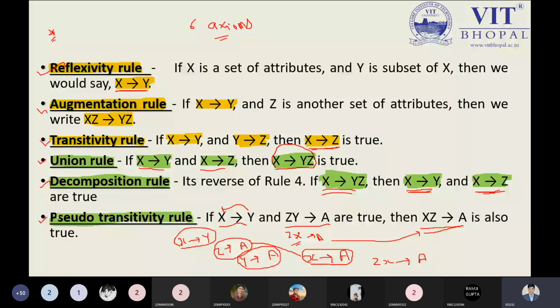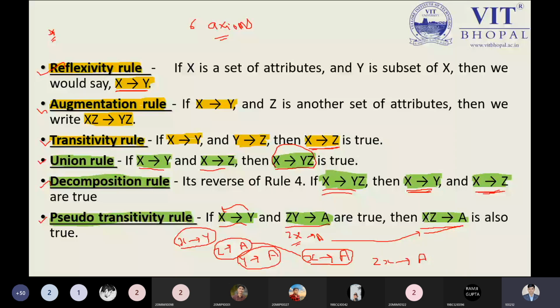This rule is totally different, for explaining purpose. The point we have to keep in mind: if X determinant to Y is given, please keep in mind properly, if X determinant to Y, and please focus on the word Y, Z is determinant to A, then XZ determinant to A will be possible. So this can also be true. Let me explain how we are getting all these things properly.